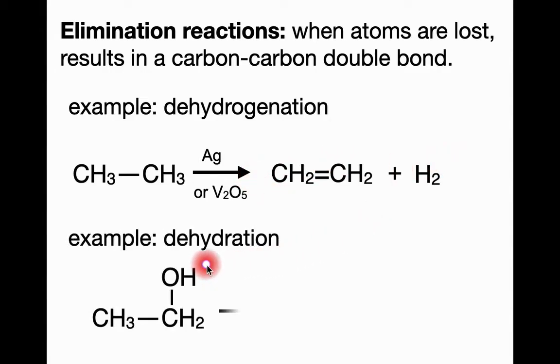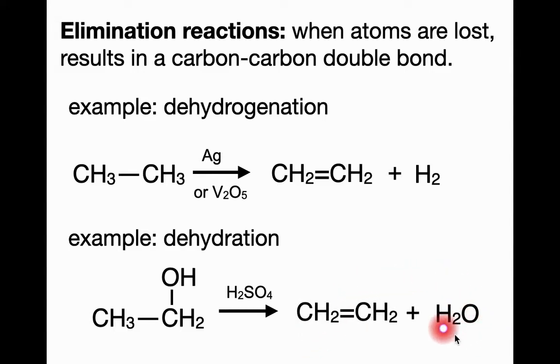Dehydration, we're going to take an alcohol, typically. The catalyst for this is sulfuric acid, and this will remove the water. So in an elimination reaction, atoms are removed, which means that the carbons that were holding onto those atoms are forced into having to have a double bond between them.